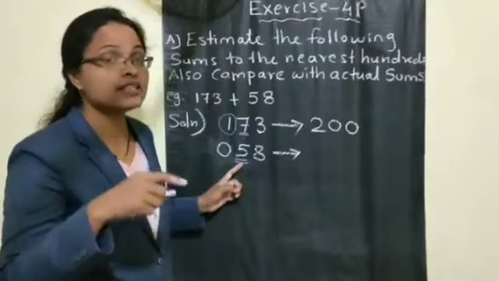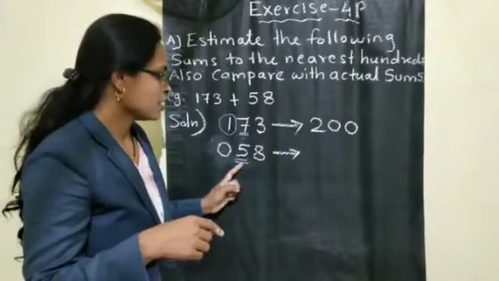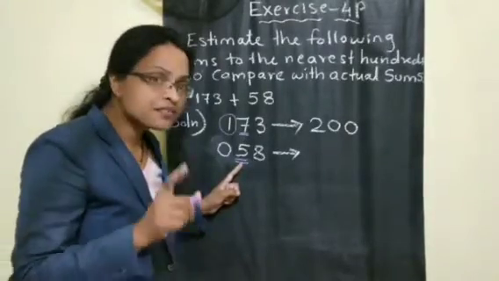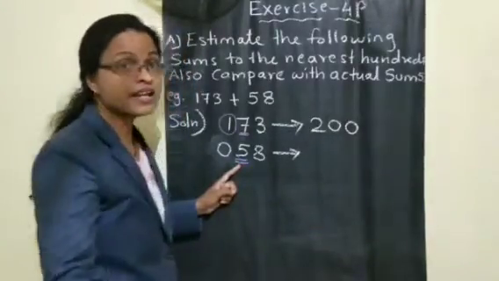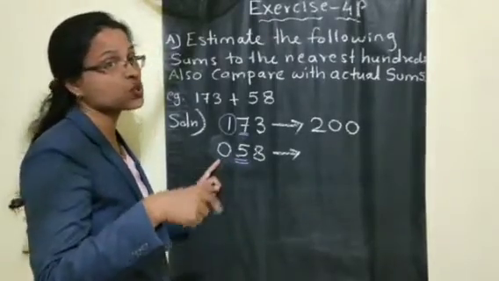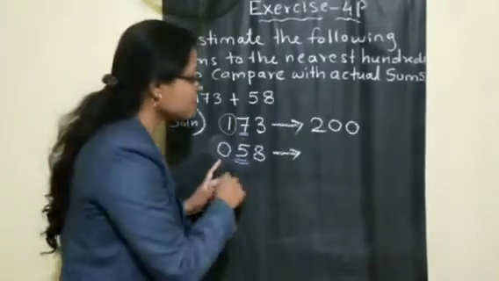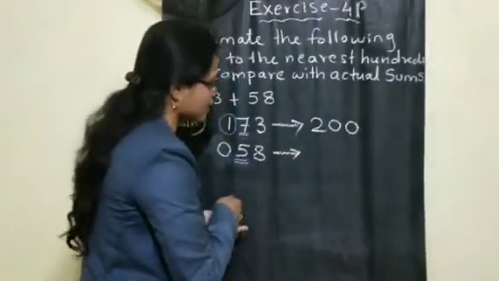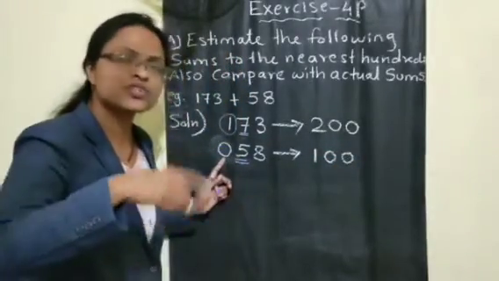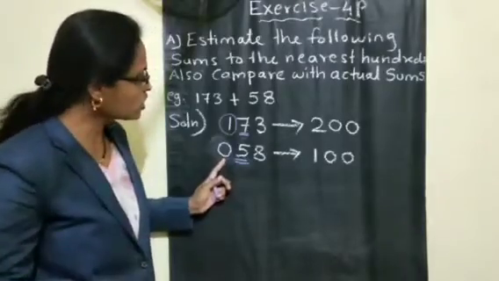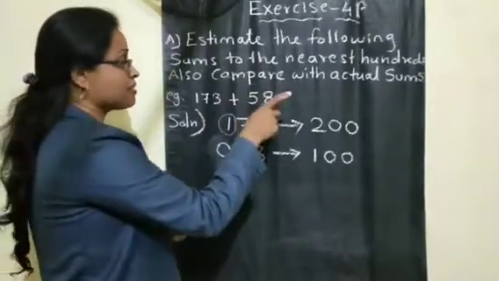If you observe, in the tens place the number is 5, and we know that if the number is 5 or more than 5, then the 100 place number will change to the next number. So 0 will change to the next number, that is 1. This will become 100, children. 0 will change to the next number. After 0 which number will come? 1. So this will change to 100. Understood?